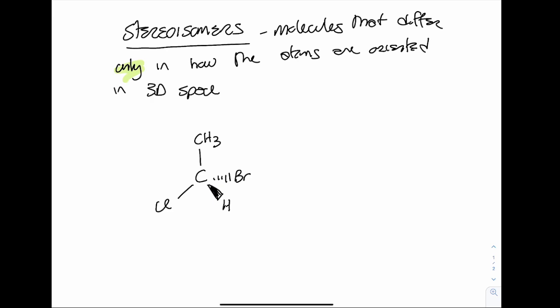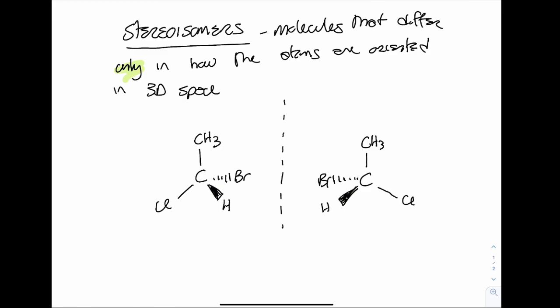And then if I was to draw its mirror image, this dotted line is going to represent a mirror. It's kind of looking in a mirror at itself. The methyl group is still up. If I was to look in a mirror, my head is still above my shoulders. This group is reflecting back, my hydrogen and then my bromine. So that would be the mirror image of this one. And these are actually stereoisomers of each other.